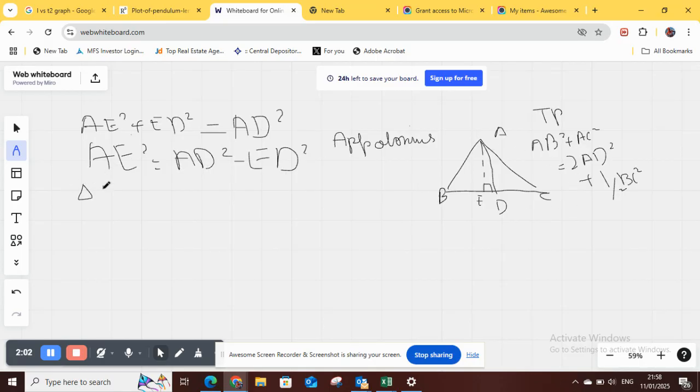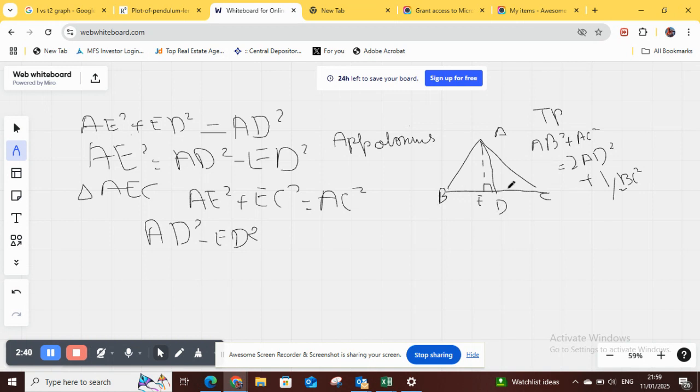Now let's see the triangle AEC. So now we will check the triangle AEC. So here we know that AE squared plus EC squared is equal to AC squared. Put the value of AE squared which we have calculated before, that is AD squared minus ED squared. As I already told, D is the median, so BD equals DC.